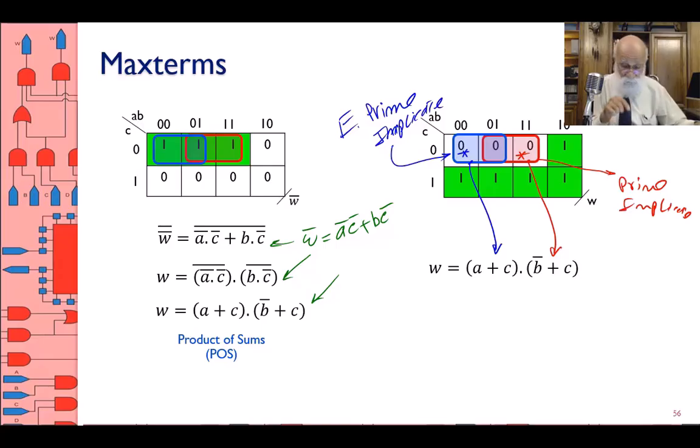What do you do with these two sum terms? You multiply them, or you find the product form of it. And therefore this is product of sums. Is this standard? It's not. Is it minimal? Yes, it is, because you followed the rules for minimization of Karnaugh maps.